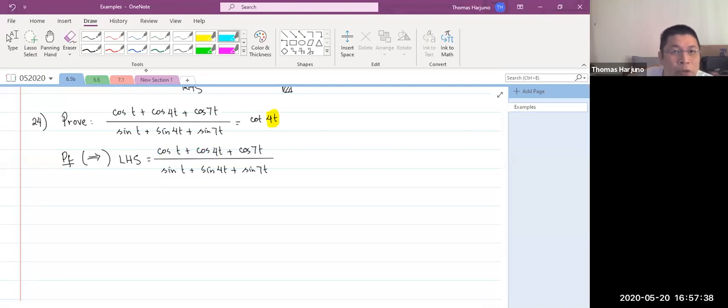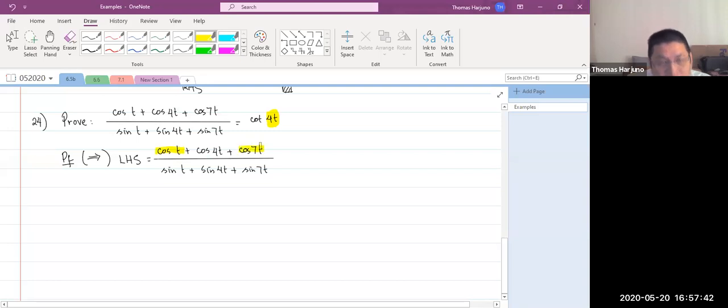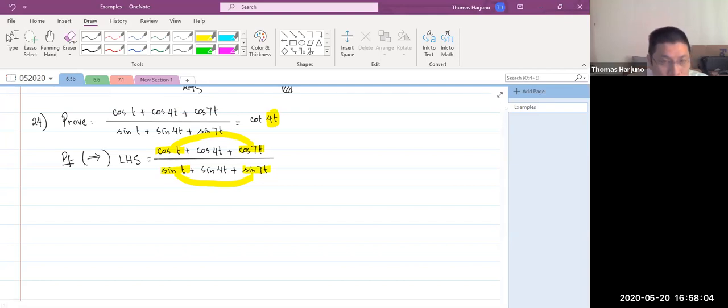So I suggest you to combine the cosine t with the 7t instead, and leave that cosine 4t alone. So these are the ones you combine. At least we have better hope, because then cosine t plus cosine 7t, one of the term will be cosine half of sum, which is 4t. That's what we want, right? Okay, now let me ask you to try. I give you 3 minutes.